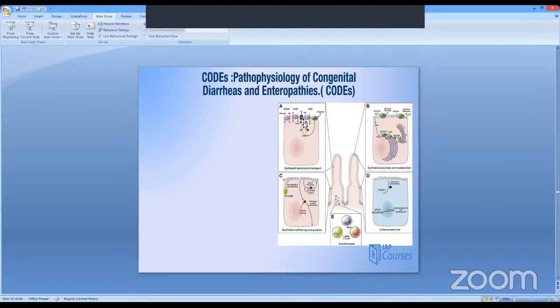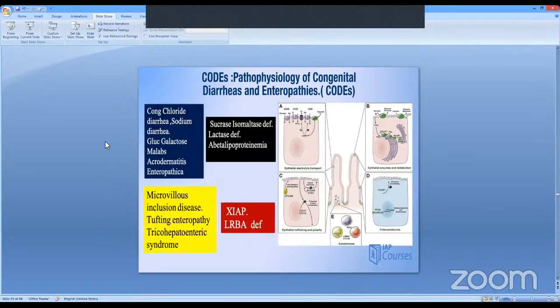This type A, the epithelial electrolyte transport is defective. All 4 factors lead to congenital diarrhea and enteropathies, which present in the very early infancy. So group A, epithelial electrolyte transport is defective. Group B, epithelial enzyme and metabolism is defective. Epithelial trafficking and polarity is defective in group C. I am giving examples of all these 4, and this is the enteroendocrine factors is defective.